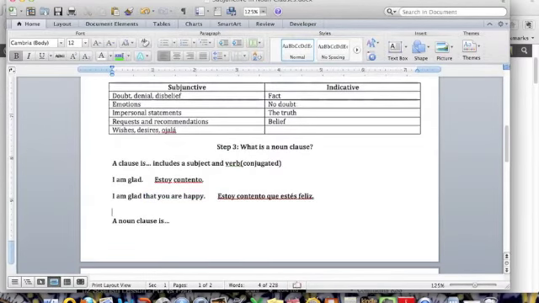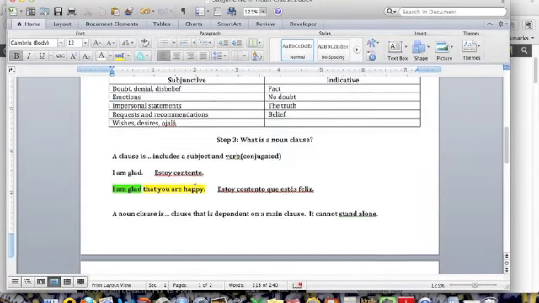So what is a noun clause? A noun clause is a clause that is dependent on a main clause. It cannot stand alone. I can't just say that you are happy. That you are happy doesn't mean anything in English or Spanish. It's important that we have a subordinate clause or a main clause that it depends on. So in this example, my main clause is I'm glad, and my noun clause is that you are happy. So that's what a noun clause is.